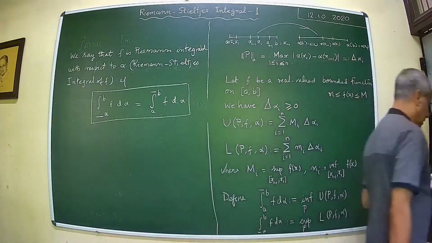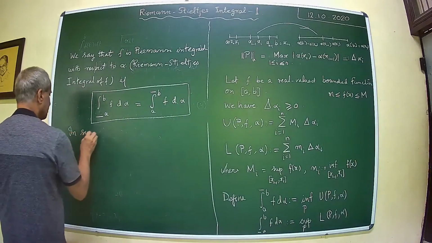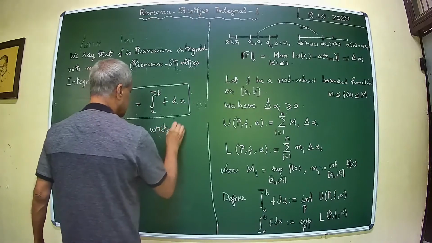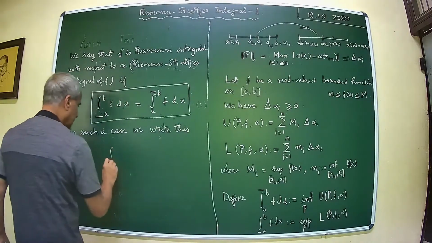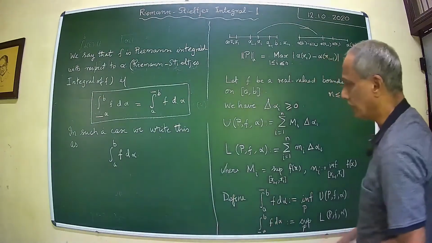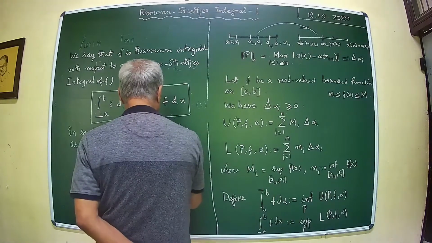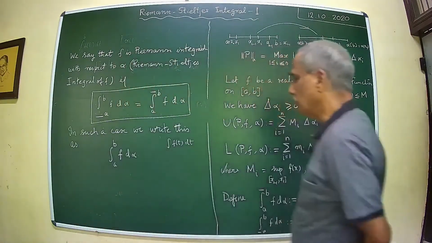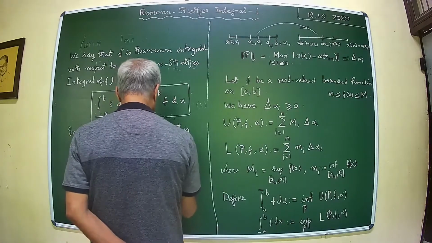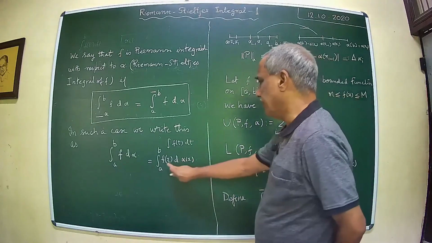dt instead of d alpha. Now this is also sometimes written as, see in that case we write this as the integral from a to b of d alpha. I want to make some remarks. There is some difference or inconsistency in the notations, because we were writing this one as the integral of f(t). Now we use this notation, and this also can be written as the integral from a to b of f(x) d alpha. This is another way of writing. But of course this x is a dummy variable, so it is immaterial.